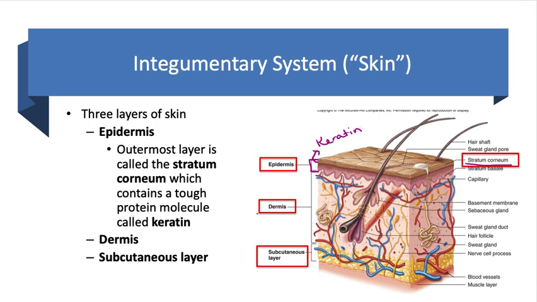The next layer is the dermis. And so the dermis is the middle layer. It contains a lot of the connective tissues that hold stuff together, the hair follicles, the sebaceous glands, some of the blood vessels and nerve endings. These are all found in the dermis layer, which is still a part of the skin. And then the subcutaneous layer is the deepest layer of the skin, and this is where we'll find the adipose tissue or the fat. So these yellow globs are the fat or adipose tissue.